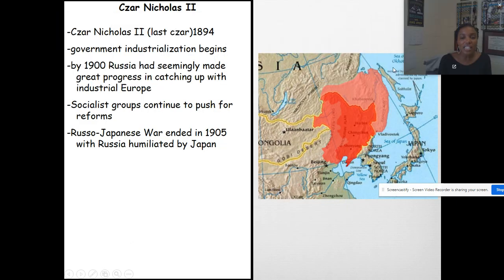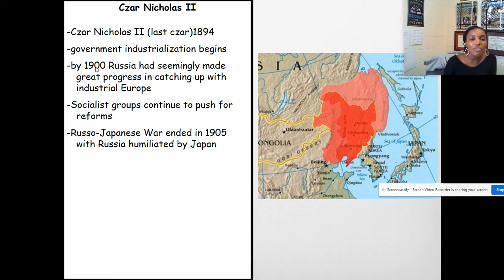You get Tsar Nicholas II. He's the last Tsar, in 1894. Government industrialization begins. And by 1900, Russia had seemingly made great progress in trying to catch up with the rest of the industrialized world and the global economy. But socialist groups continue to push for reforms. So we do get the Russo-Japanese War, which ends in 1905 with Russia being humiliated by Japan.